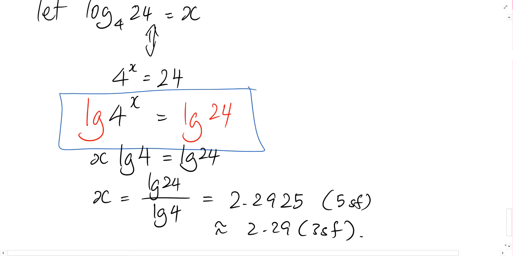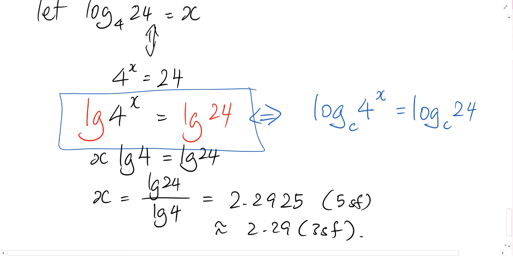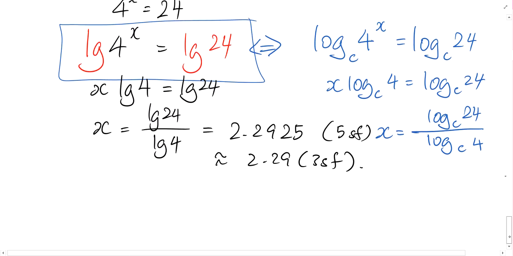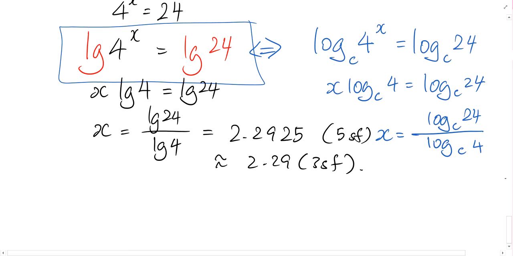Instead of using log base 10, log base e, I could have chosen log base c, for example. Then 4 to the power of x equals to log base c, 24, right? I could have done that, any base I like. So then I continue, I get x log base c 4 equals to log base c 24, x equals to log base c 24 over log base c 4. Okay, this is a more general form in blue color.